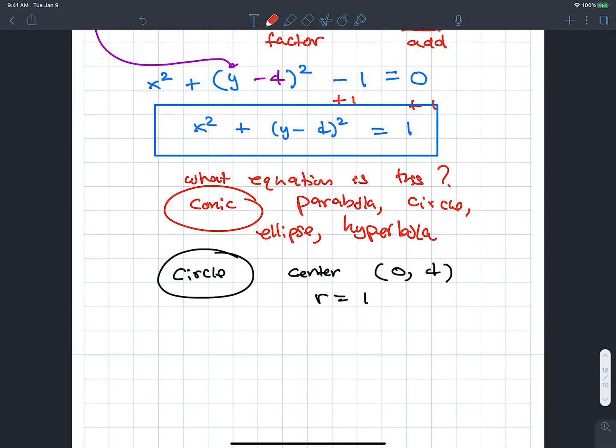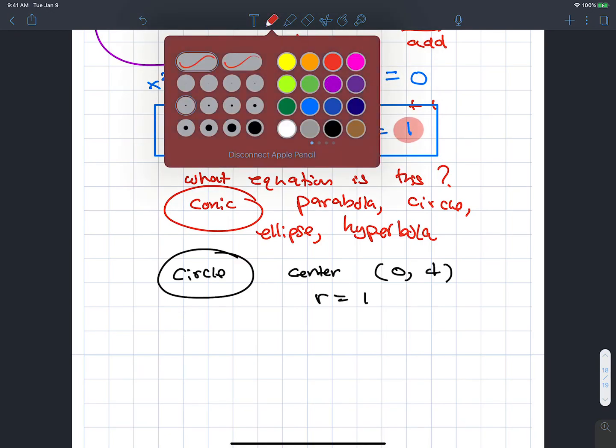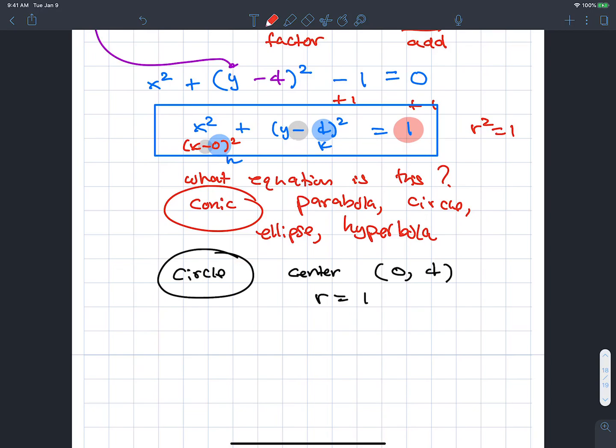You say, well, how do we know? Because this is x minus 0 squared. That's just x squared. Here's that minus sign. H is 0. K is 4. H value. K value. And then over here, r squared is 1. So if r squared is 1, square root formula, r is plus or minus square root of 1. R is plus or minus 1. R is positive. R is 1. This is why, ladies and gentlemen.